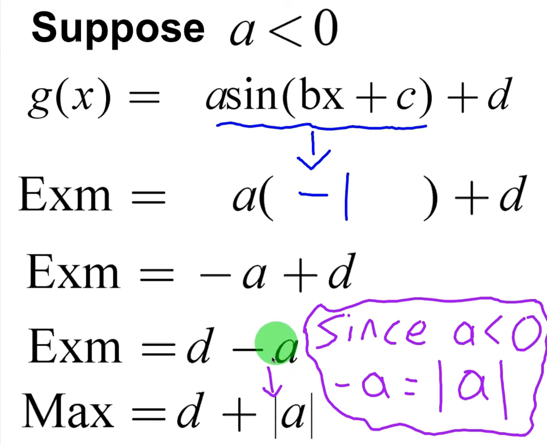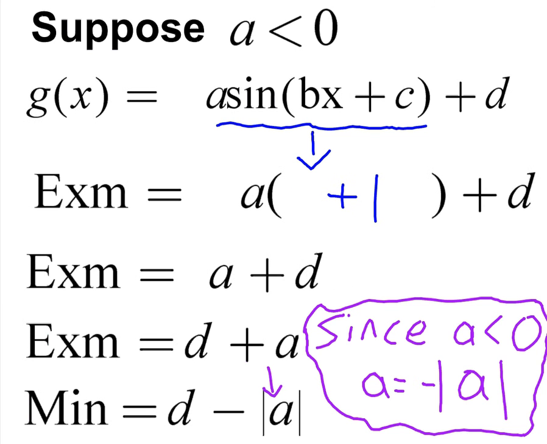So when I have d minus a here, I can replace the minus a with plus absolute value of a. Now this will actually give me the maximum value when a is negative, because it's d plus amplitude. The proof works similarly here. If a is negative, and I choose my maximum value of sine, which is positive 1, I get a plus d. Flipping that, I get d plus a.